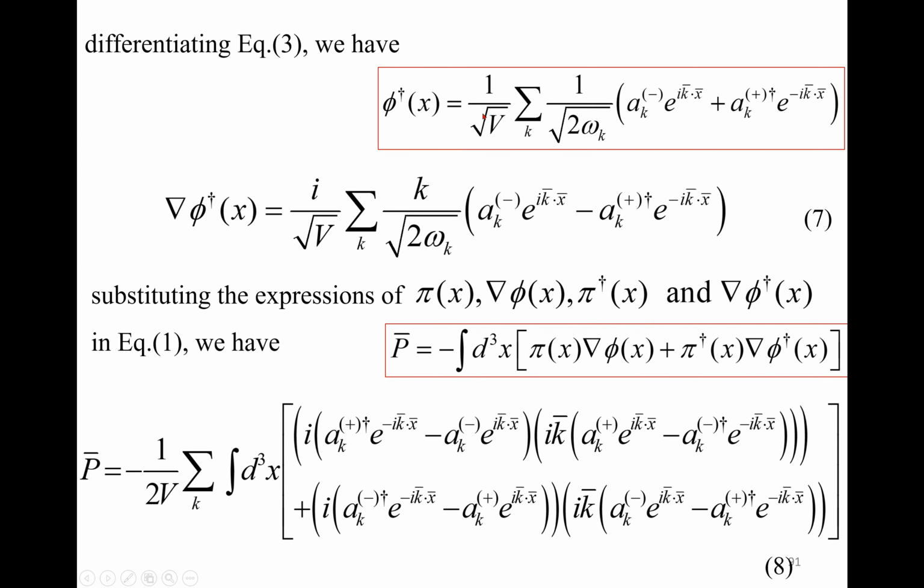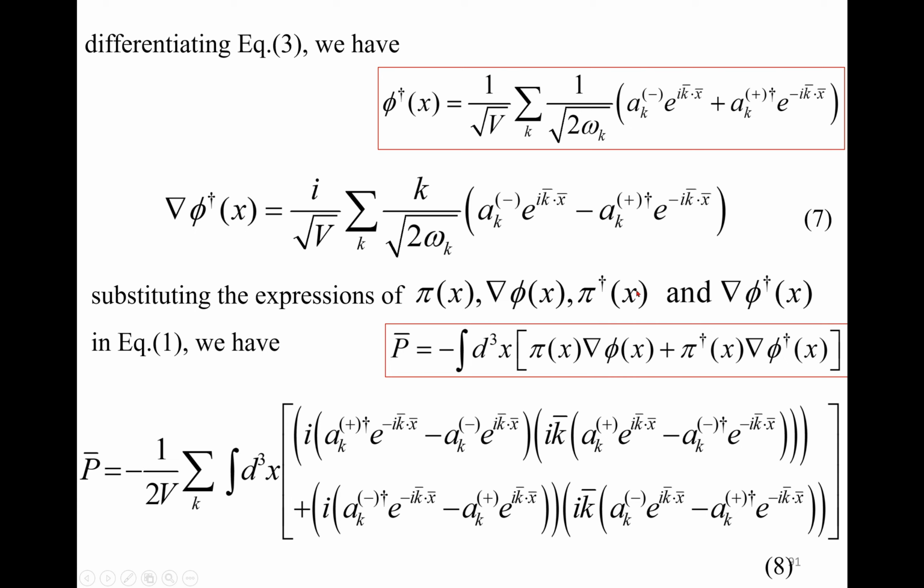Now differentiating equation 3. So this is your equation 3. Equation 3 is given by this. Now just differentiate this equation with respect to x. That will give me equation 7. Now we know the expression for pi of x, del phi of x, pi dagger of x, and del phi dagger of x. So these are the expressions we need for computing the momentum, the momentum density. So we need to have all the expressions.